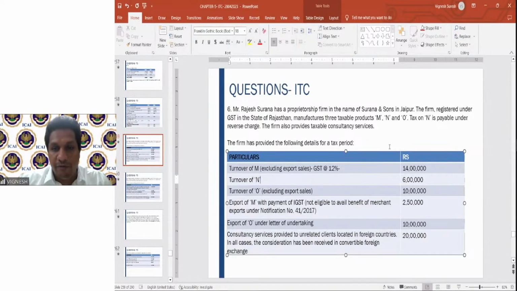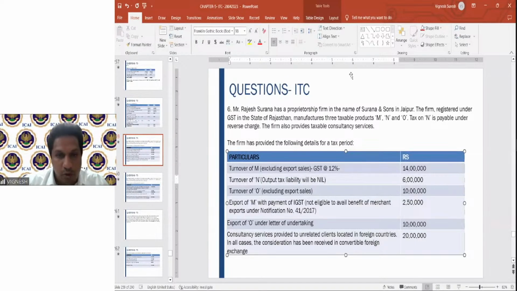Then turnover of N. Now N is payable under the reverse charge mechanism. Since N is payable under the reverse charge mechanism, on this there won't be any GST applicability. Why? Because you are selling the product and that other person is paying on the reverse charge directly to the government. So therefore, on this there is no GST on forward charge. So output tax liability will be nil on this one.